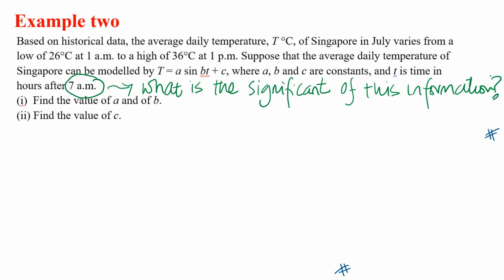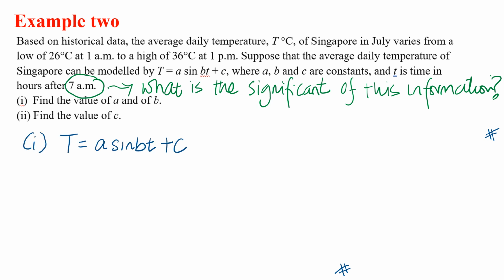Okay, so that's why I actually highlighted one important piece of information for you. That is, it says that T is the time after 7 a.m. So what is the significance of this information? All right, so think about it. Why do they have to tell you that T is time in hours after 7 a.m.? Because that piece of information will actually tell you the shape of the curve that will determine if your A is positive or negative. All right, so what do we need to do first?